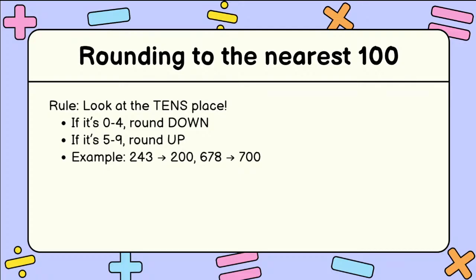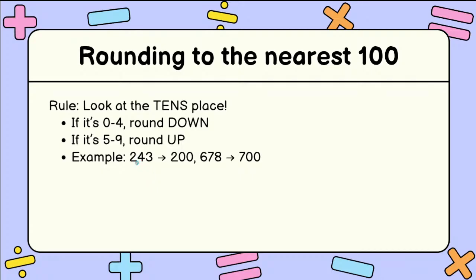So now we're gonna learn rounding to the nearest 100, and it's all the same rules as rounding to the nearest 10. But if you notice here, for rounding to the nearest 100, instead of looking at the ones place, we're always looking at the tens place now. And it's the same rule. If it's between 0 to 4, we round down, and if it's between 5 to 9, then we round up.